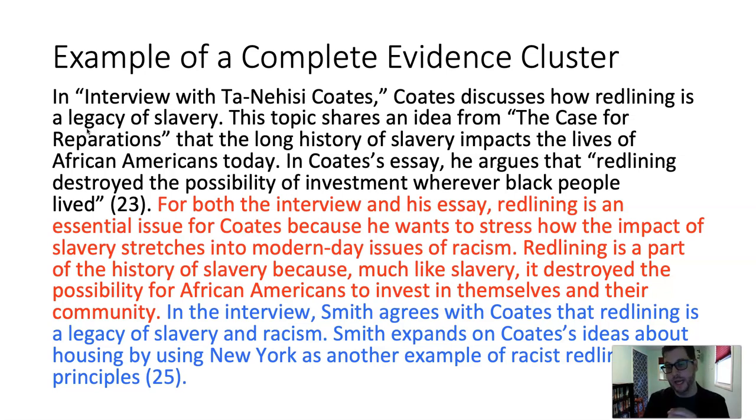So if you're looking at an appropriate evidence cluster example, this is a very good one, and you will do this twice in part 2 of the research paper. We will complete our discussion on the research paper by looking at part 3 and the work cited in an upcoming video.